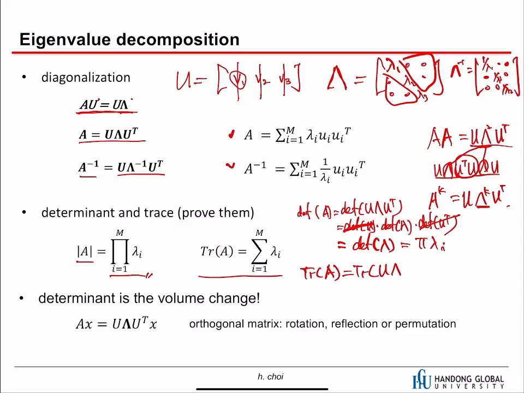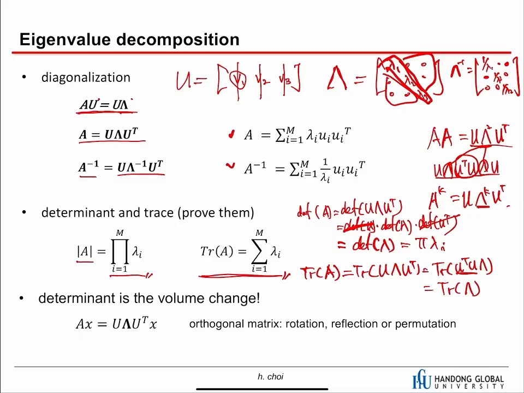Trace of A is trace of U lambda U transpose. When we calculate the trace of a matrix multiplication, we can actually rotate. So trace of U transpose U lambda. And that one is actually trace lambda, because U transpose U is the identity matrix. So think about this lambda: we have eigenvalues on the diagonal as diagonal elements. So trace lambda is the sum of all the eigenvalues. That's it.